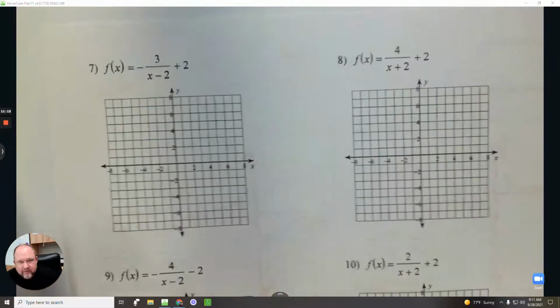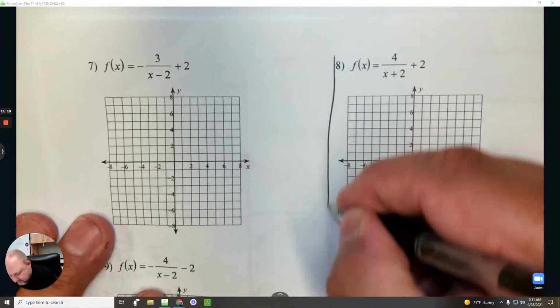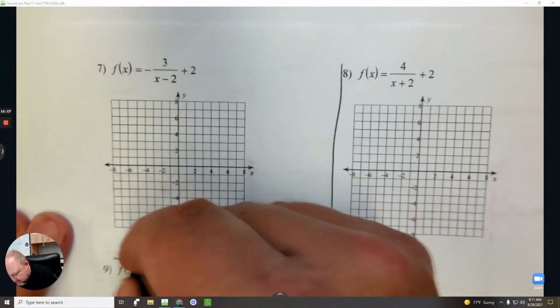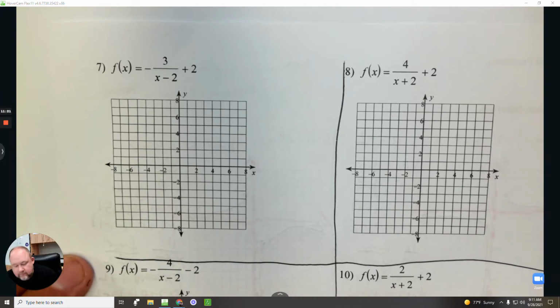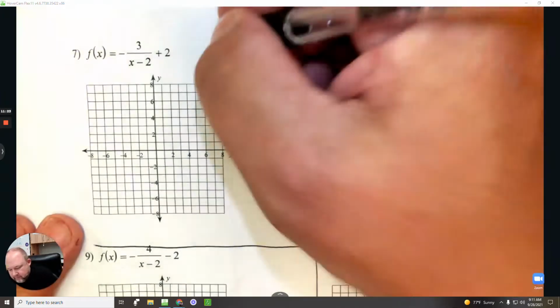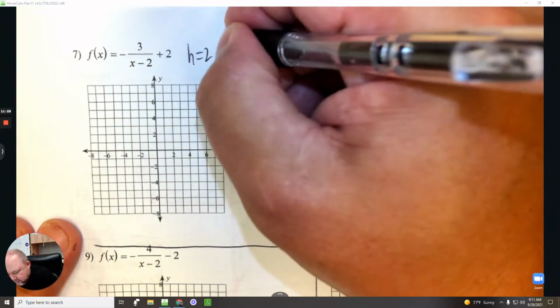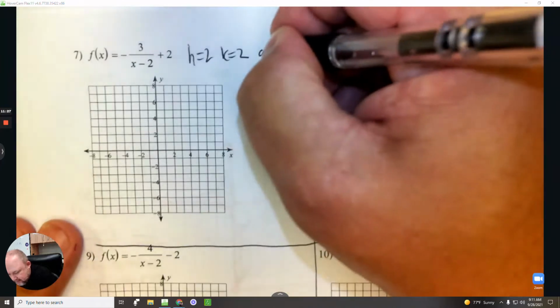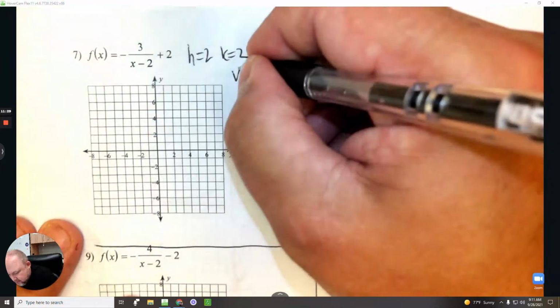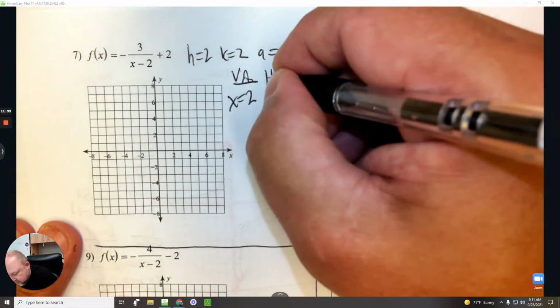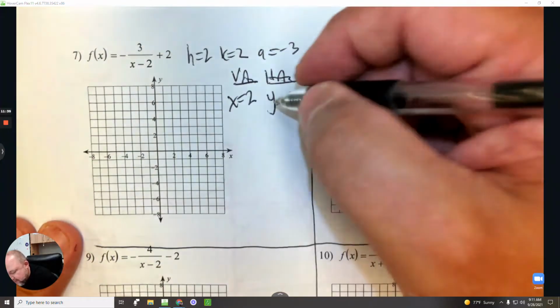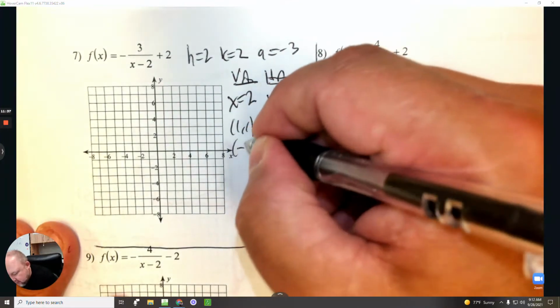All right, let's practice this. I'm going to just draw some lines to help organize my work and go from there. So h is 2, k is 2, a is negative 3. That means the vertical asymptote is at x equals 2. The horizontal asymptote is at y equals 2. And we have 2 points we're going to change.